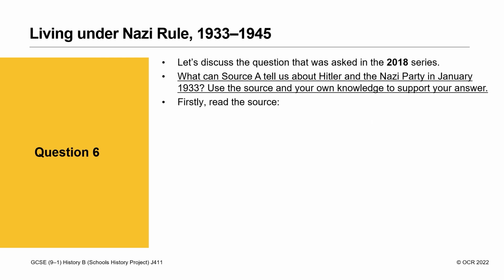Before you attempt question 6 from the Year 11 practice paper, let's discuss the question that was asked in the 2018 series. The question asked, what can Source A tell us about Hitler and the Nazi Party in January 1933? Use the source and your own knowledge to support your answer. You can either read the source independently or listen to it being read aloud to you.